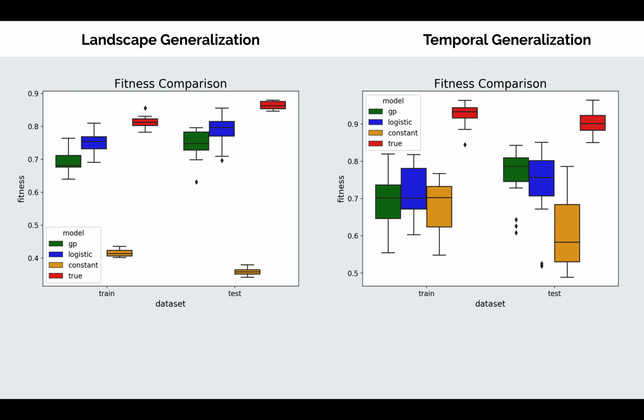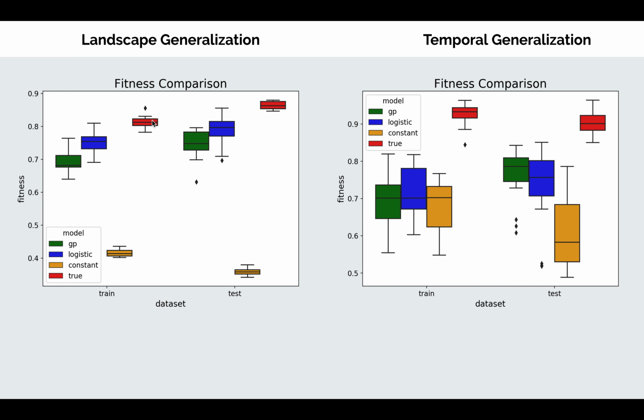So here we see some similar results. The only difference is that the red box presented is the true model. So this is the logistic function, but the parameters are already given, so nothing has to actually be learned. And this is the true upper bound for both experiments.